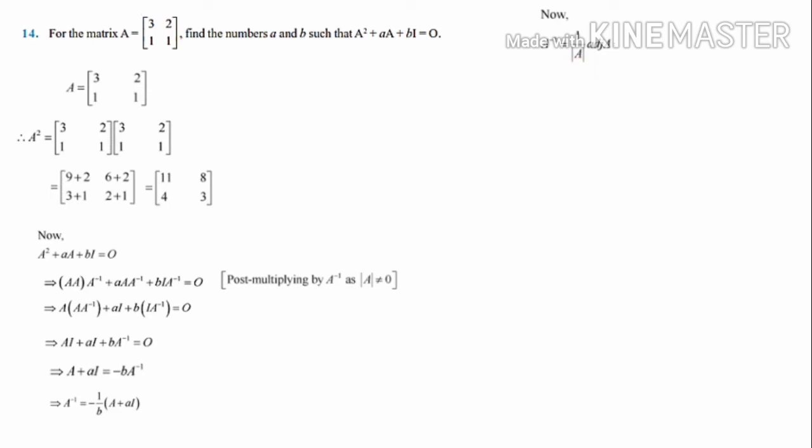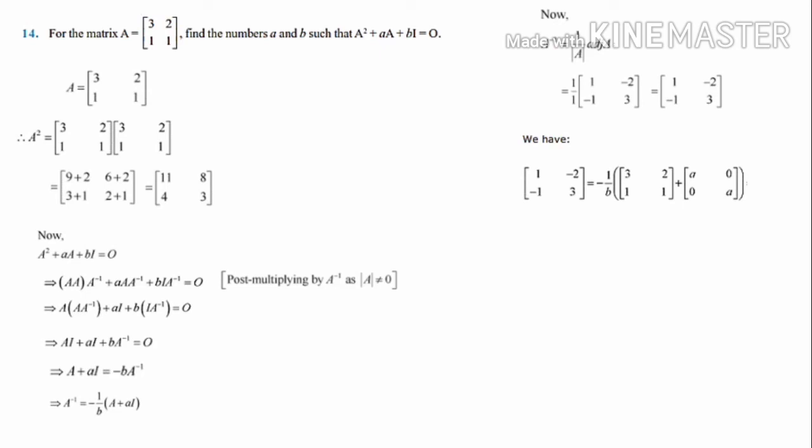Determinant A we will get by just multiplying and subtracting the diagonals. 3 into 1 is 3, minus 2 into 1 is 2, 3 minus 2 is 1. That is 1 by 1 into, determinant A we have got 1. Adj A: interchange the first diagonal 3 and 1, here it becomes 1 and 3. For the other diagonal we have to change the sign. Here plus 2 and plus 1 becomes minus 2 and minus 1. So that is equal to 1, minus 2, minus 1, 3. That is A inverse.